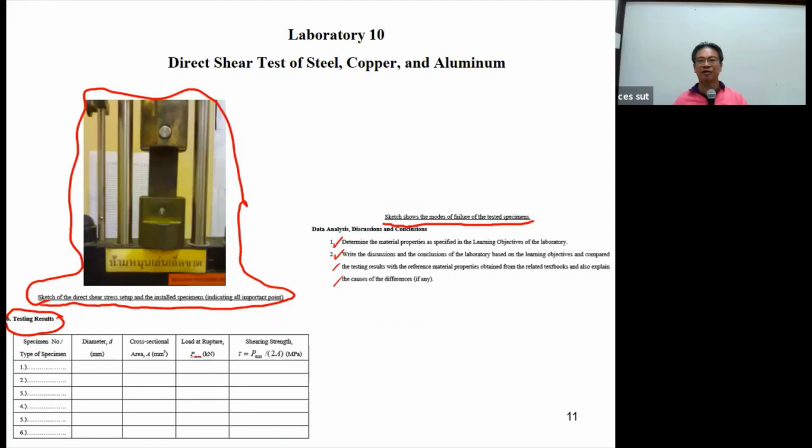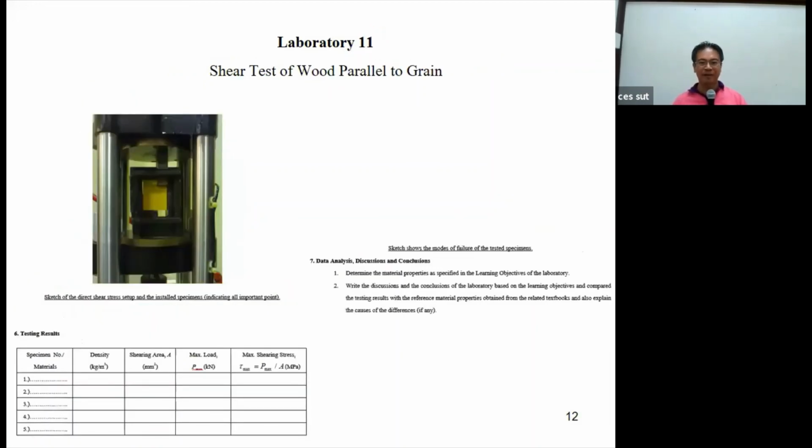The next shear is for the steel, sorry, it's not steel, it's brass and copper and aluminum. And this one for the wood, do the same thing.